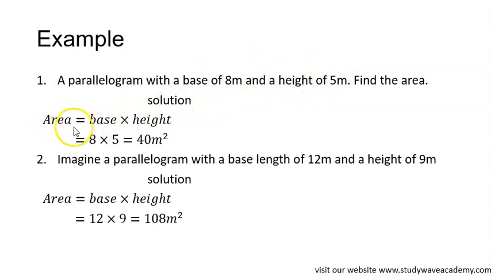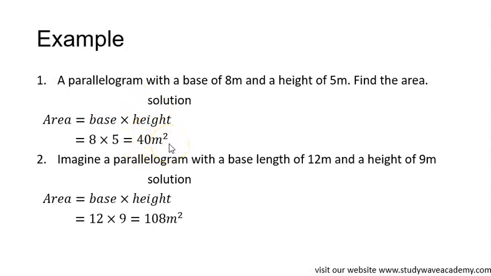So the area is equal to base times height, which is equal to the base here is 8. So you put down 8 and the height here is 5. So it's times 5. So we have 8 times 5. When you multiply 8 times 5, it's going to give you what? 40, right? So we have 40 meters squared.